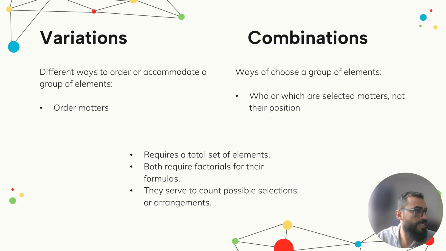The first one is variations. As the slide says, it is the calculation of different ways to order or accommodate a group of elements. In here, order matters. The opposite of combinations, where it's similar in that you can select some ways of choosing a group of elements, but the order of the elements in those combinations doesn't matter. So you have some similarities in both of these concepts.